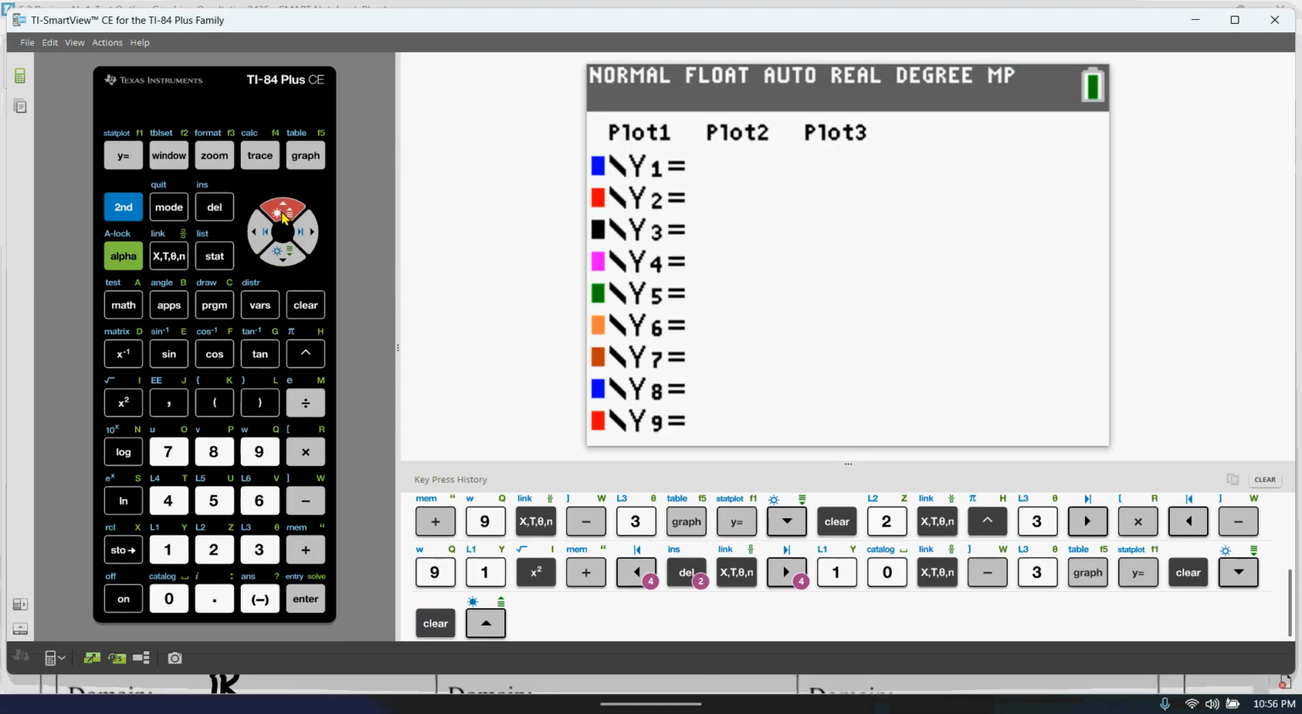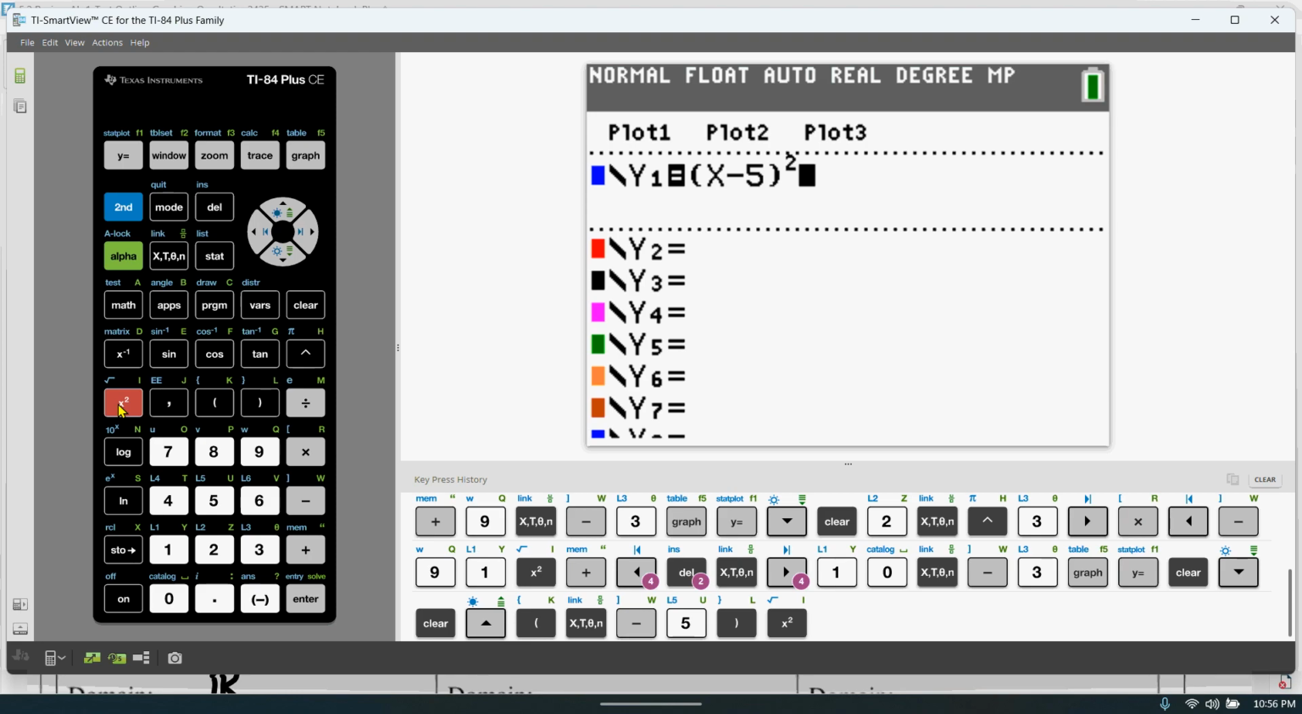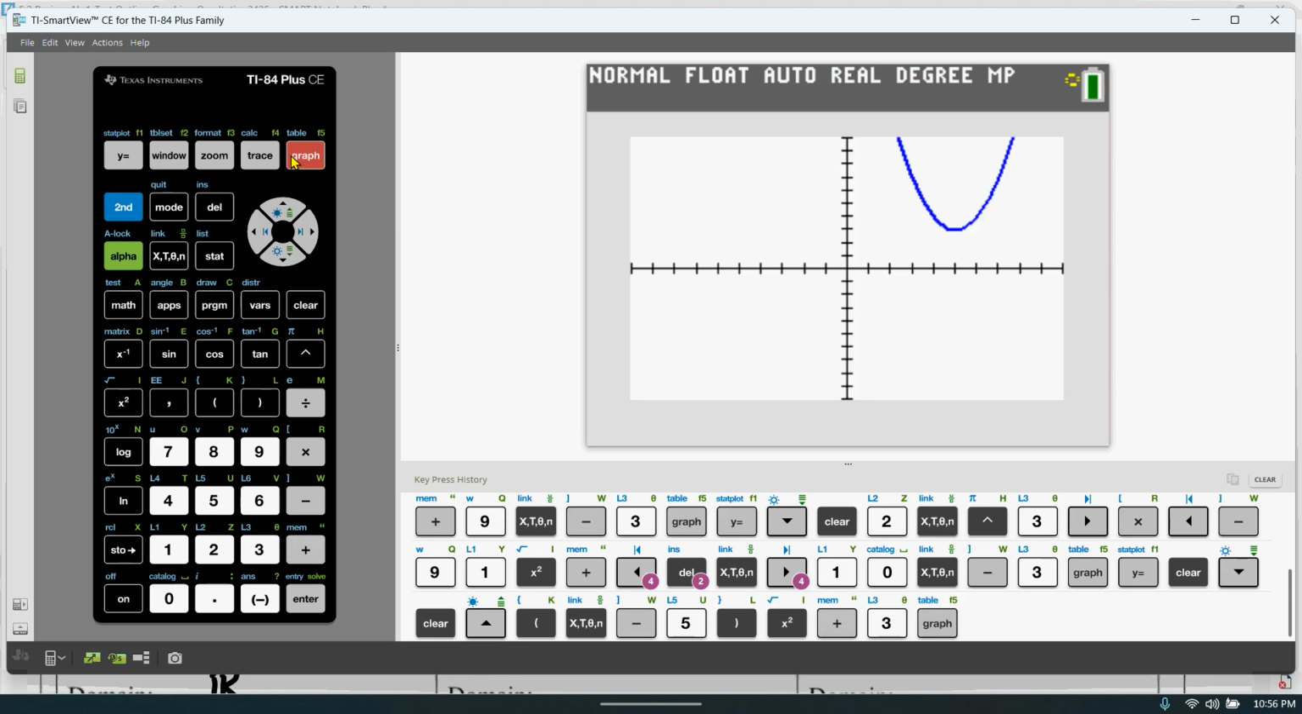And we're just going to type the equation, which is parentheses, x minus 5, close the parentheses, and then we're going to square it. And then we have plus 3. Okay? And we'll look at the graph. There it is right there. So it's opening up, and I can now see it has a minimum.